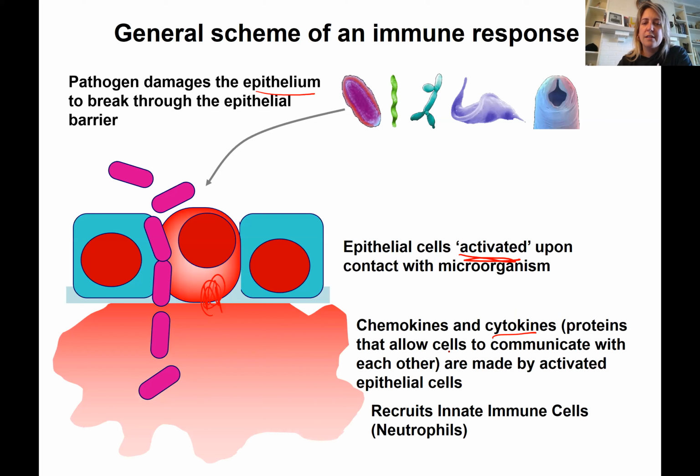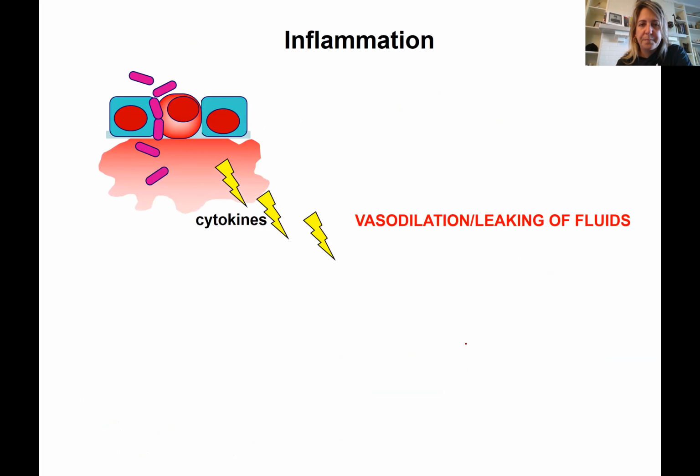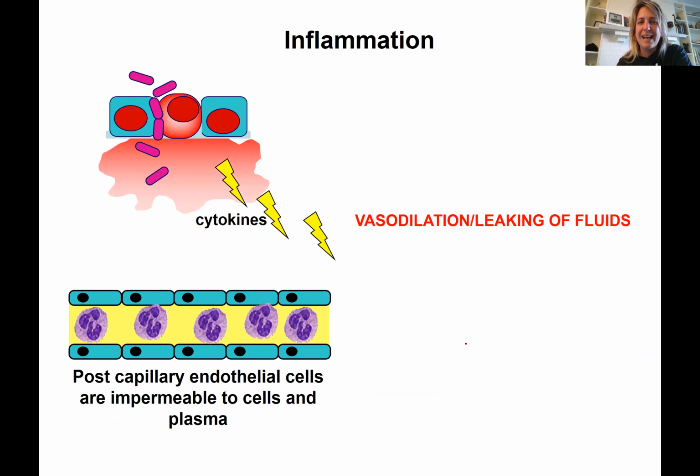Chemokines and cytokines are mediators, messengers that are going to be communicating with each other. They are activated by these epithelial cells, and they are going to recruit the innate immune system. Mainly the first ones to arrive at the place are the neutrophils. That is going to lead to vasodilation, or to inflammation.